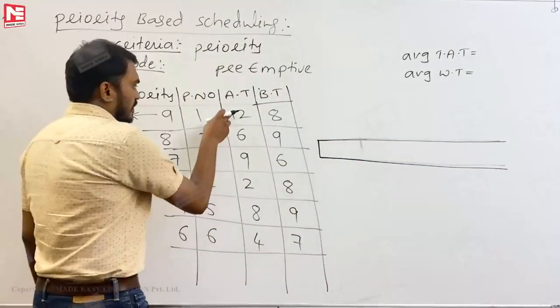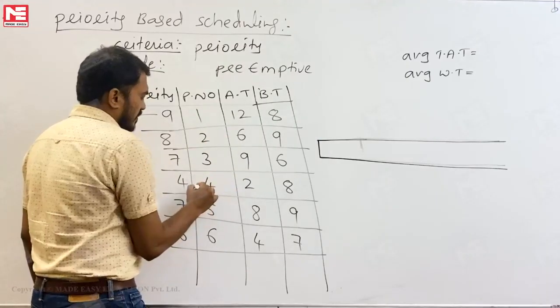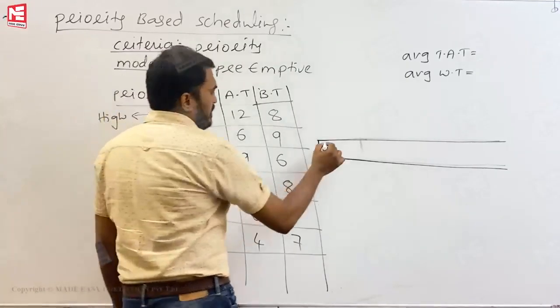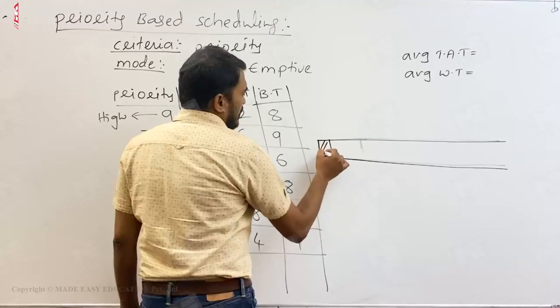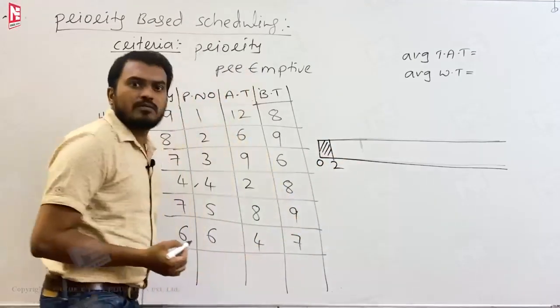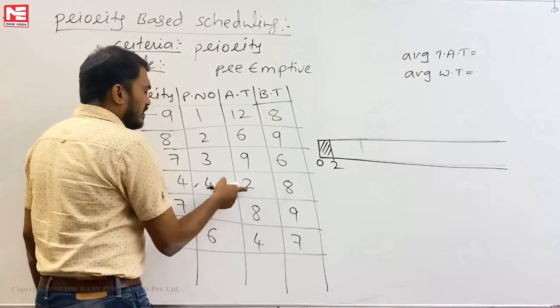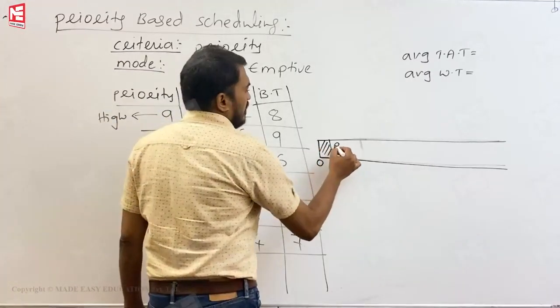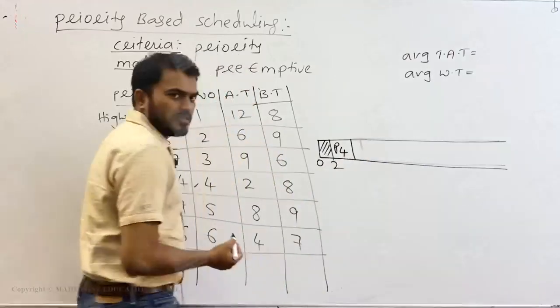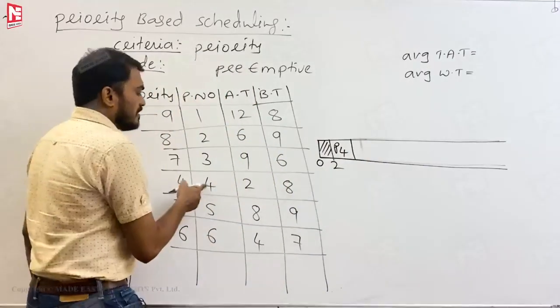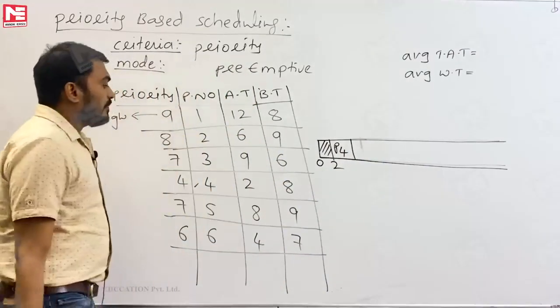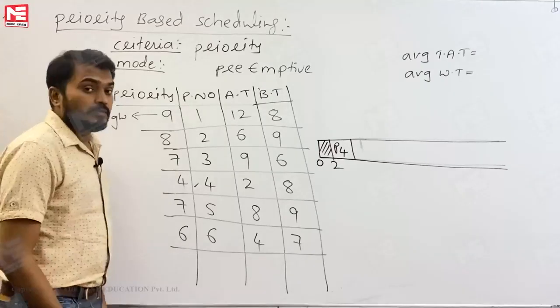The first process is coming at time 2. Look here, it arrives at time 2. So it means from 0 to 2 the CPU will be idle. At time 2, which process is available? Only P4 is available, so no confusion, we start with P4 first. And P4 requires how much here? 8. But remember, it's a preemptive priority.